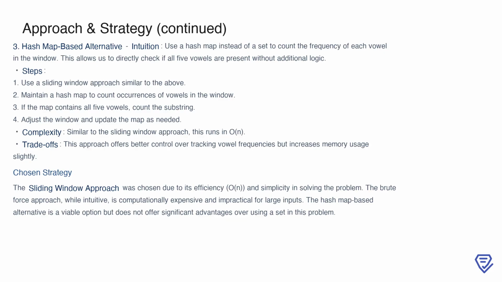The overall complexity remains O(n), as we still slide through the string only once and update the hash map in constant time. While this method slightly increases memory usage, it can be useful in scenarios where tracking frequencies is necessary. However, for this particular problem, the hash map does not provide significant advantages over the set-based sliding window approach, which is why the latter is preferred for its simplicity and efficiency.